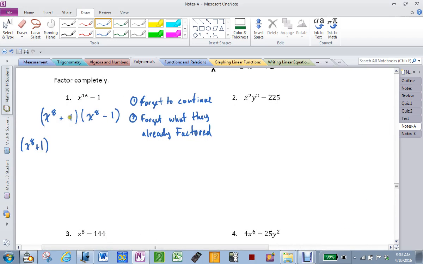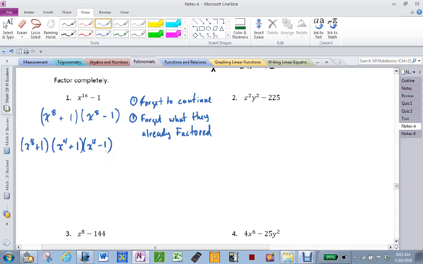So this guy can't be touched. But what do I have to do to this guy? What do we do to 16 to break it down? Divide it by 2. So what do I do to 8? To get x to the 4th plus what? Square root of the first one, square root of the second one, 1. And then x to the 4th minus 1. Am I done?